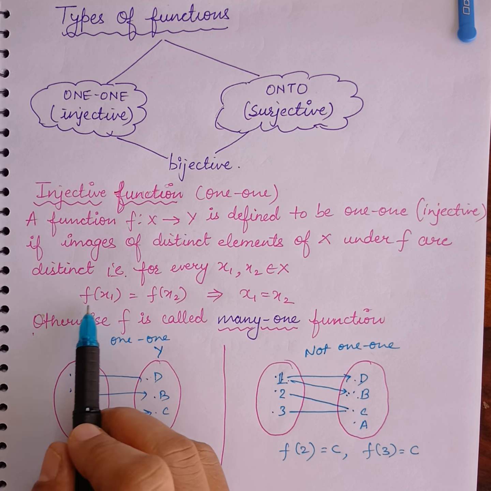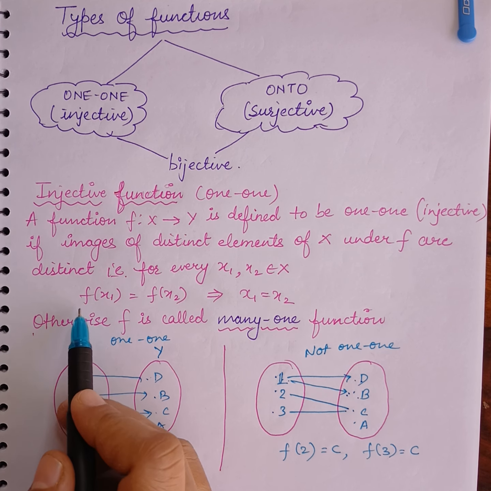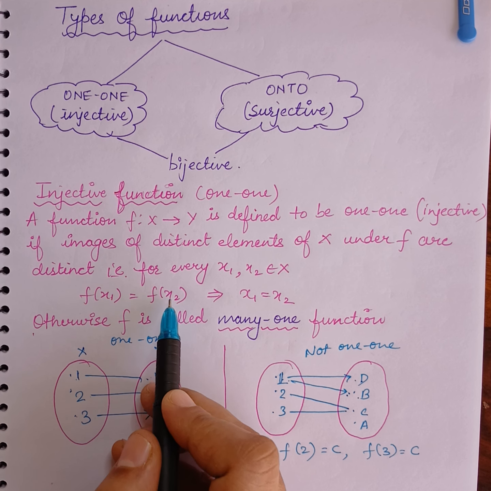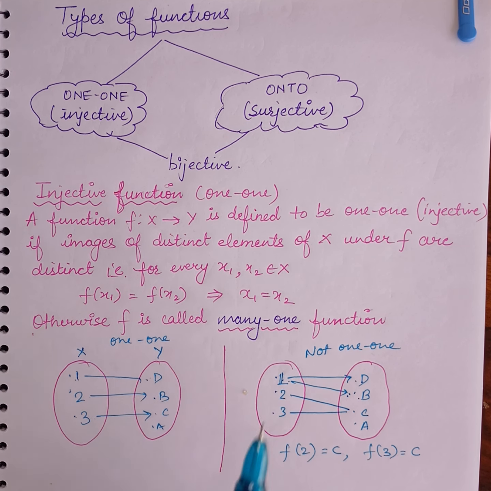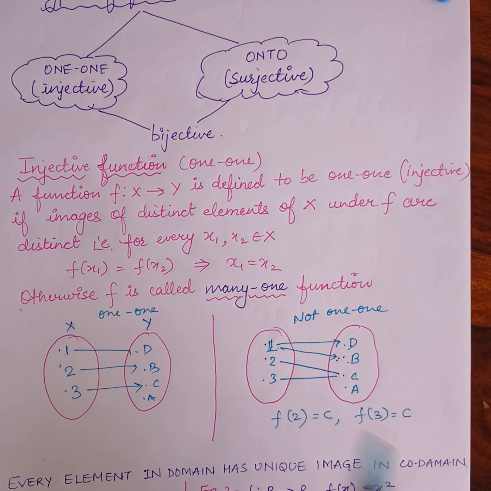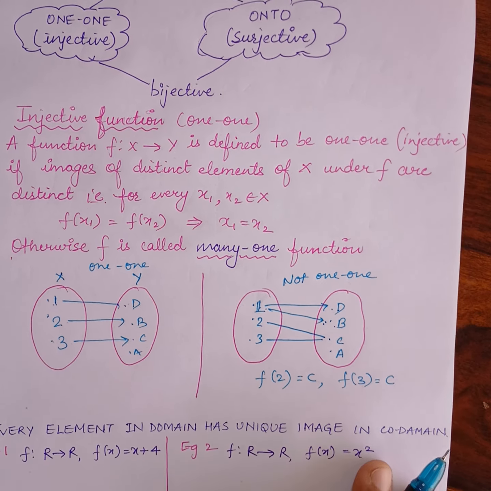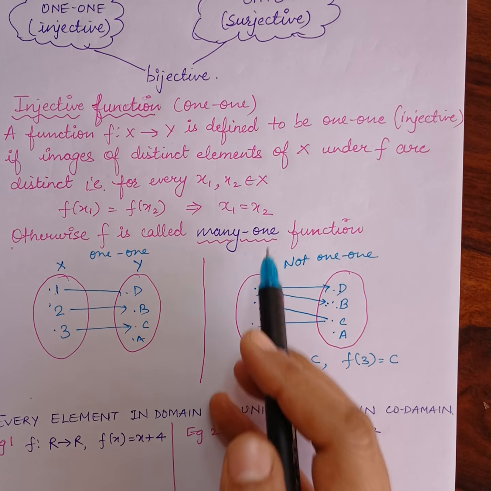f(x1) is the image of x1 under f, f(x2) is the image of x2 under f. So, if the images are the same, the elements also should be the same. Otherwise, f is called a many-one function. If the function is not 1-1, we call it a many-one function.